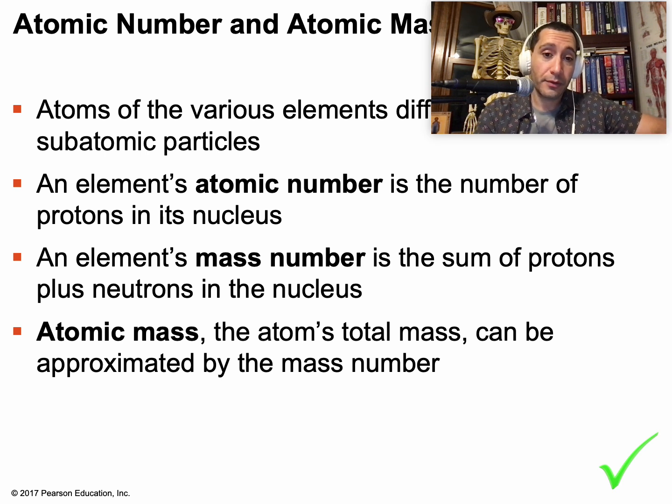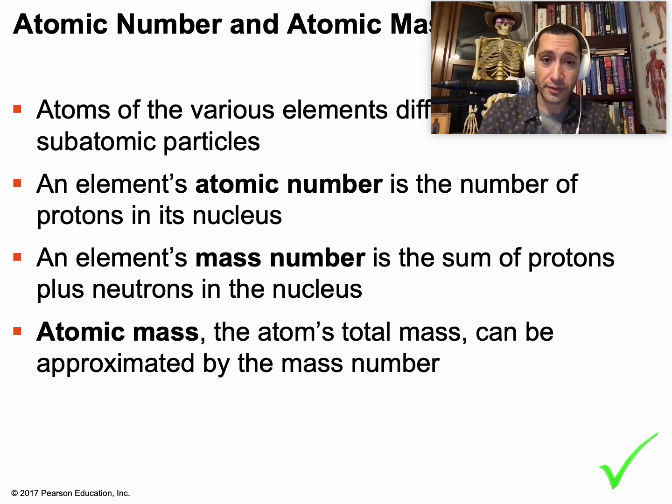Here are those few words that we were just talking about: the atomic number and the atomic mass. What's the atomic number? It's the number of protons. What's the atomic mass? It's the total. It's the protons and the neutrons and the electrons. It's all of them.